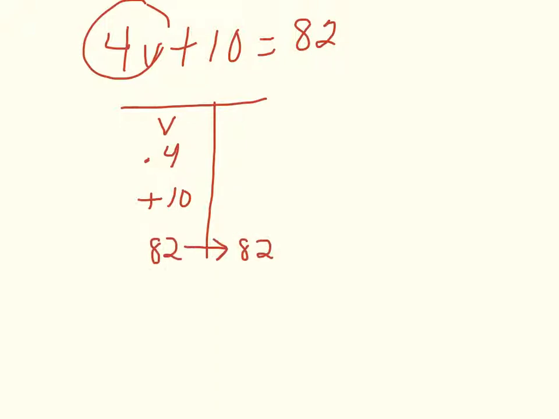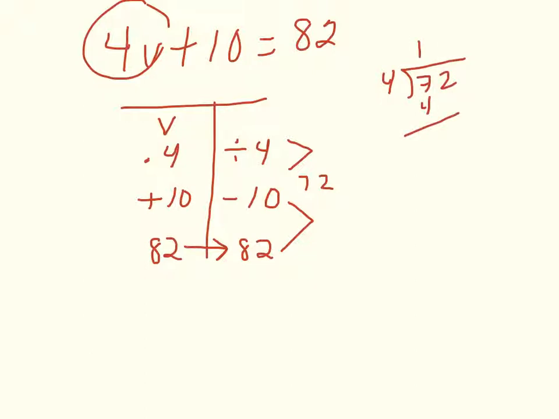And now let's just fill in our opposites. The opposite of addition is subtraction. The opposite of multiplication is division. And now we just apply what we've written down. 82 minus 10 will give me 72. 72 divided by 4, I don't know this one, so I'm going to do this. That's 1. That's subtraction. 32, 4 goes into 32, 8 times, so I'm going to get that v equals 18.